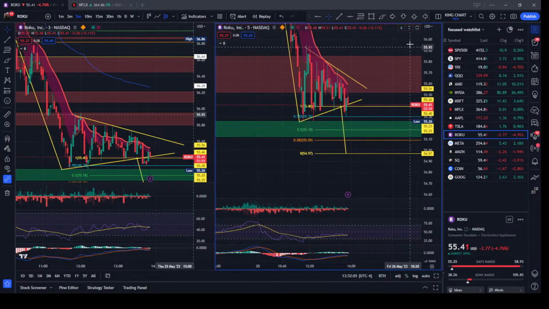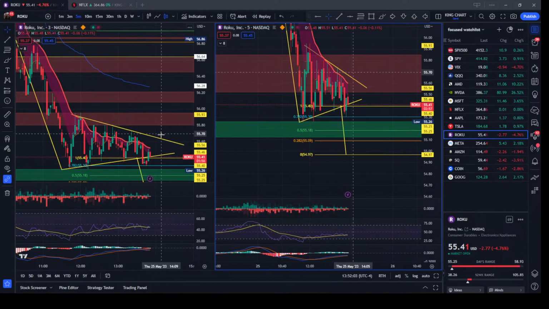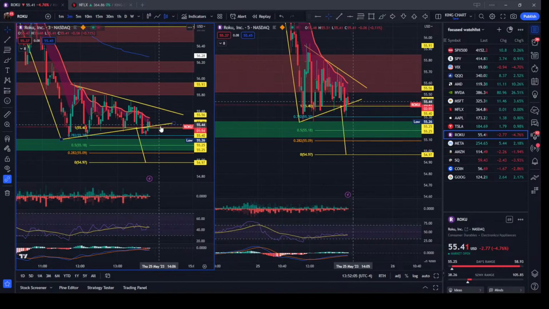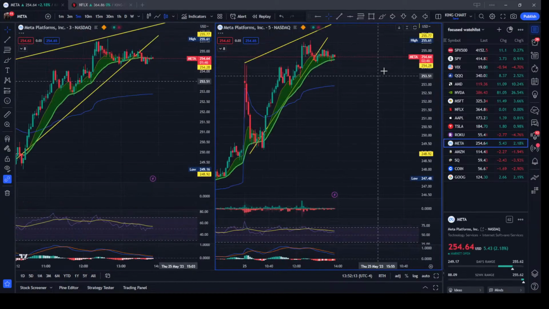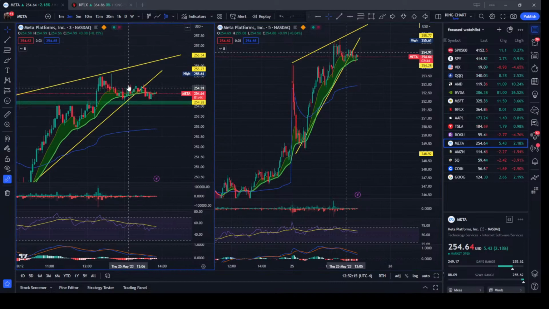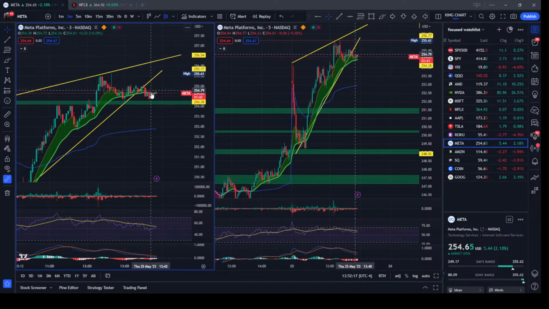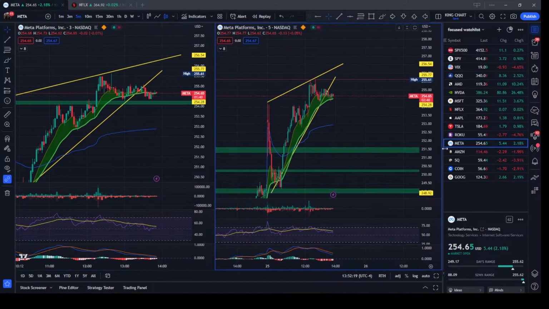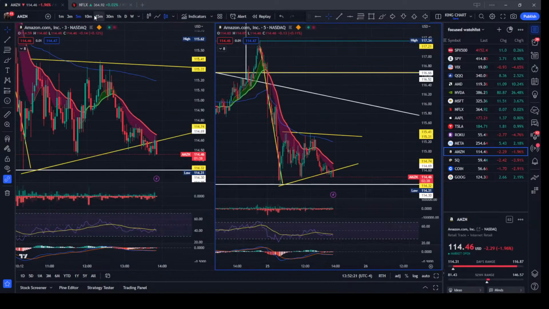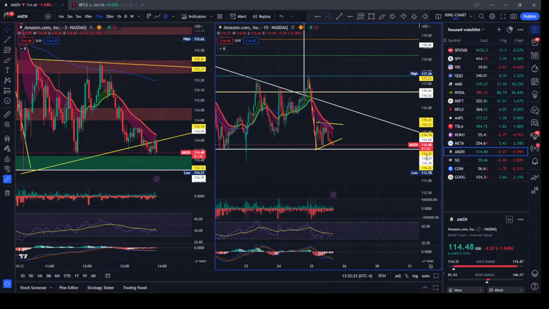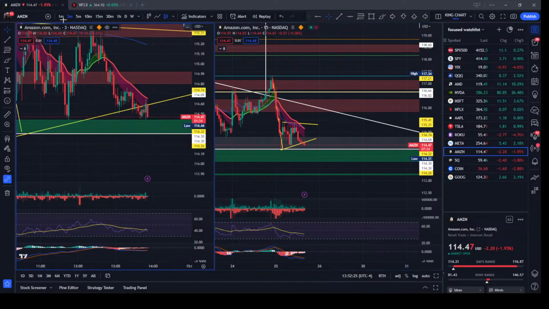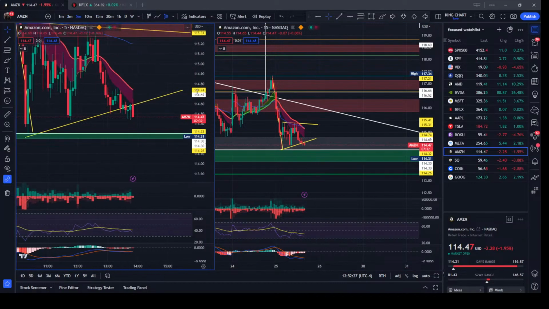Let's see. So Roku rejected the bottom of that pennant that we drew. Most likely a retest before the downside. Meta broke out of our rising wedge, but just consolidated. Amazon breaking out of our bear flag.